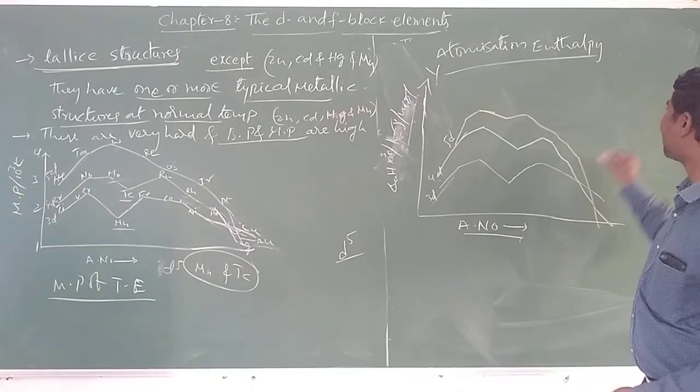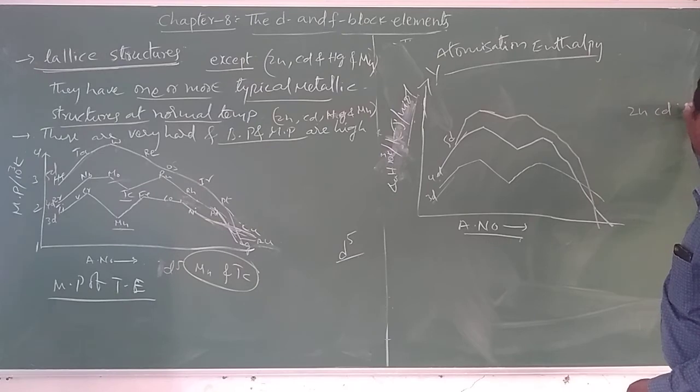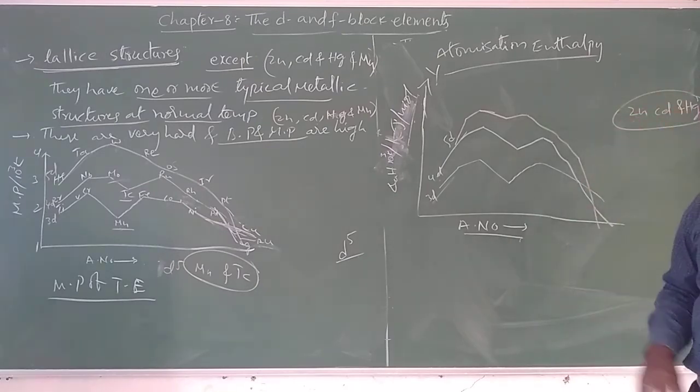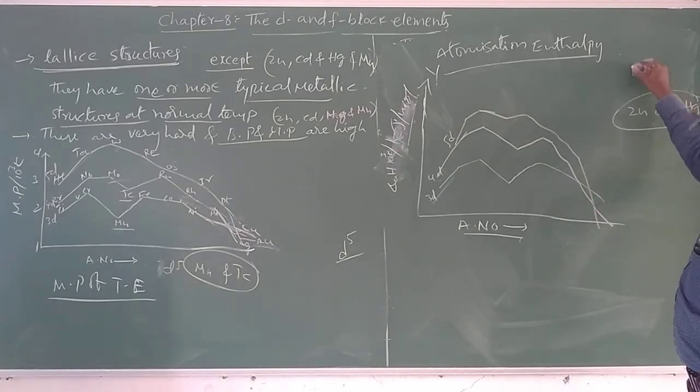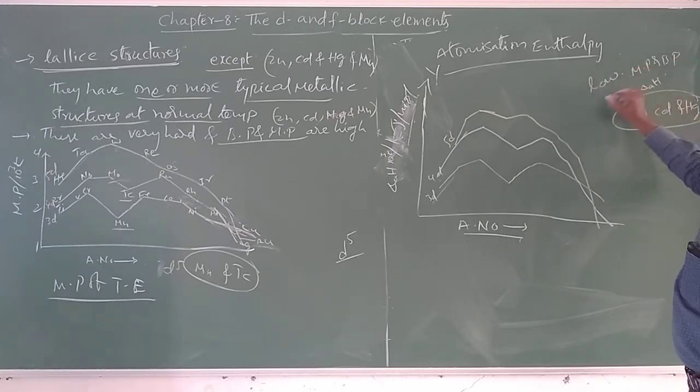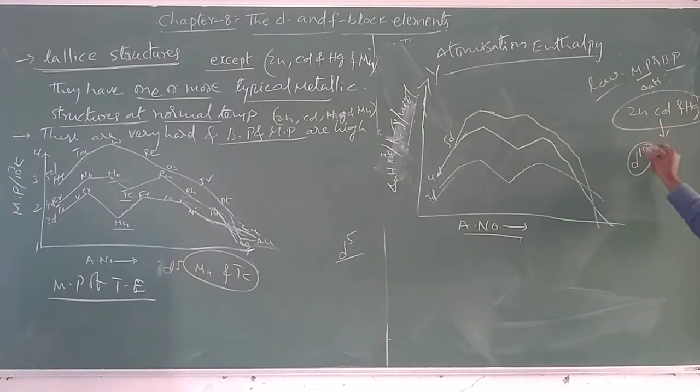However, zinc, cadmium and mercury have low melting and boiling points and low atomization enthalpies. Why? Because they have completely filled d orbitals, so only the s orbital electrons are involved in bond formation and bond dissociation. That's why they have low melting and boiling points and atomization enthalpies compared to the remaining transition elements.